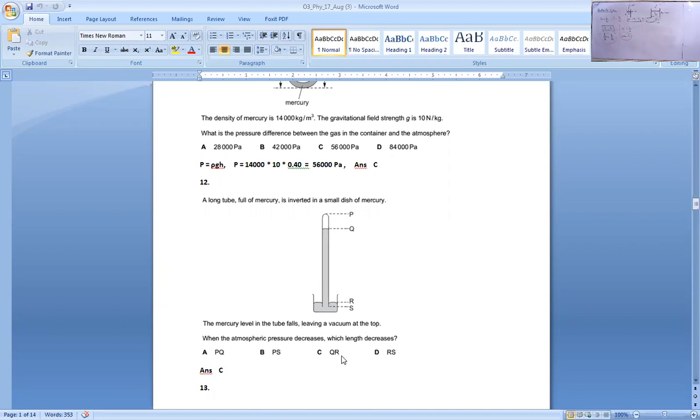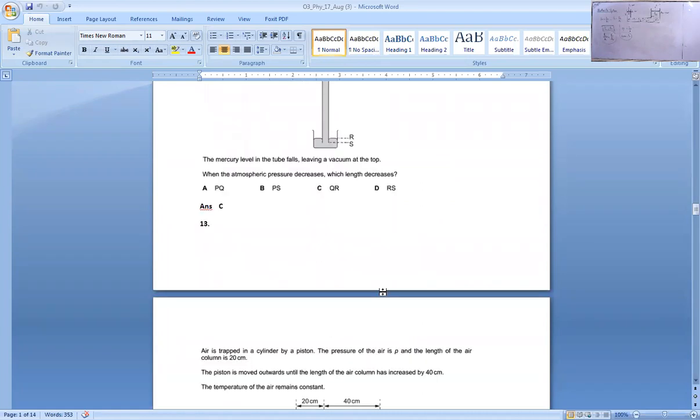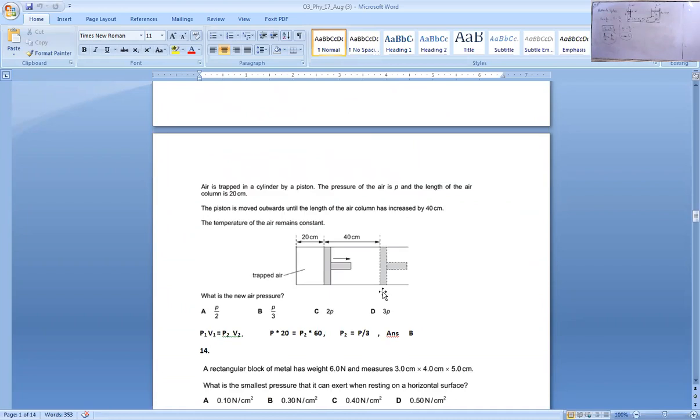If atmospheric pressure increases, if atmospheric pressure decreases, length will decrease. If atmospheric pressure increases, this length will increase. So in this case, QR, number 13, C is my option.